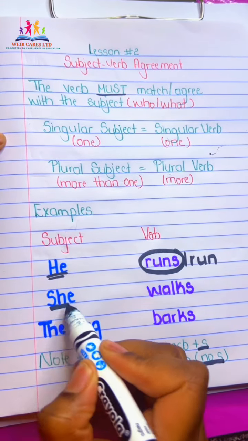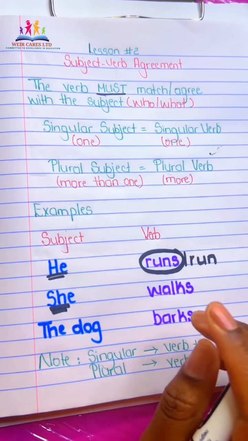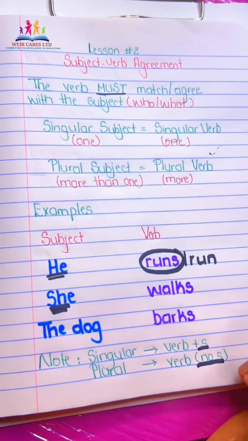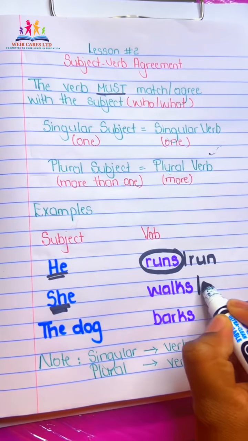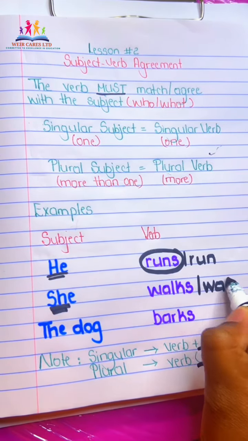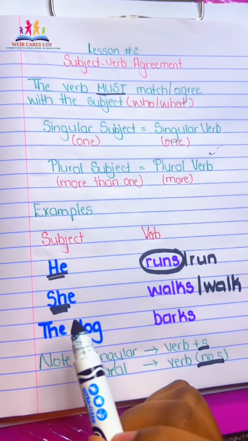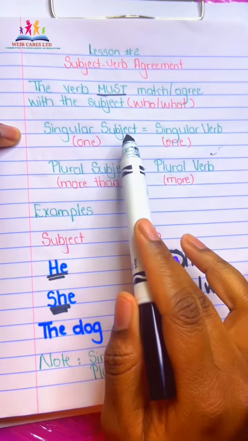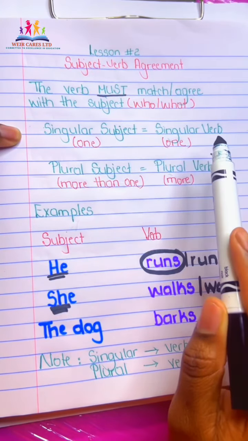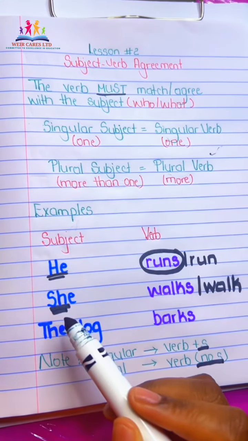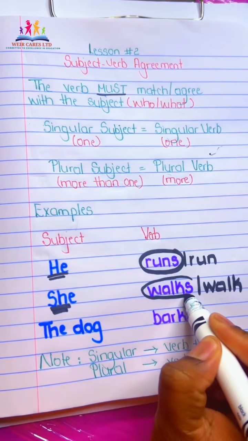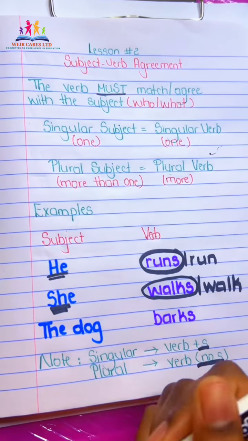You're going to ask yourself the same question. She, is that a singular subject or a plural subject? Are we talking about one, or are we talking about more than one? So she walks or walk. Now remember, our rule states that once we have a singular subject, it must take a singular verb. So she is one, so walks in this case would be our singular verb.